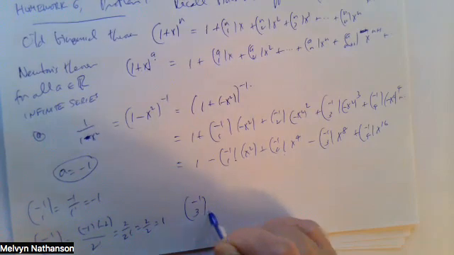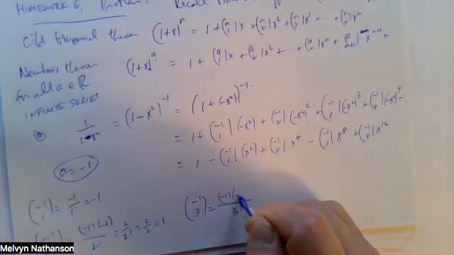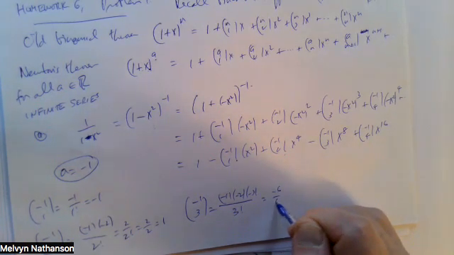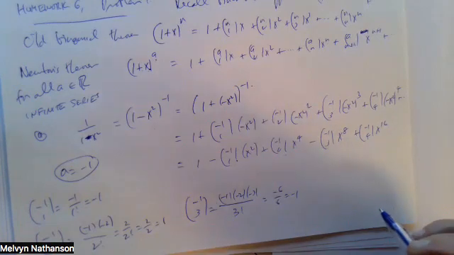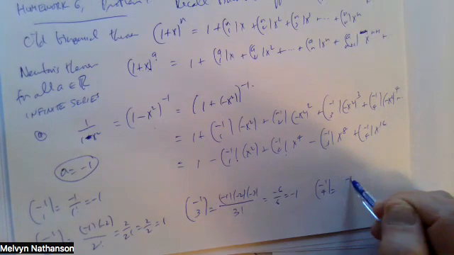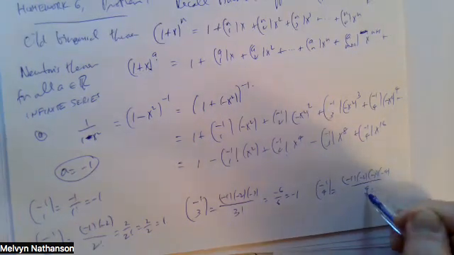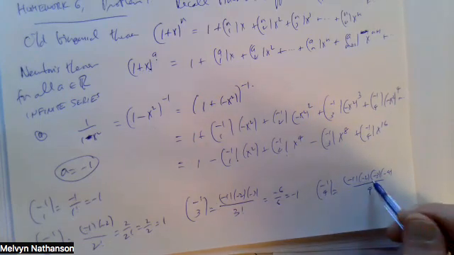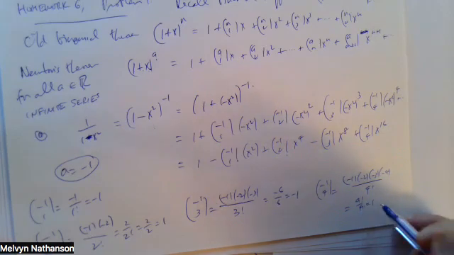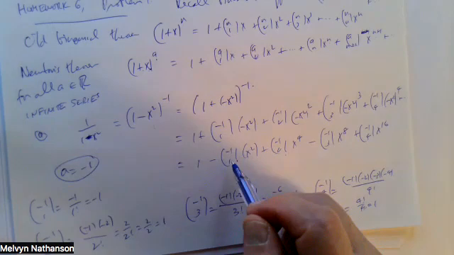Minus 1 choose 3. The denominator is 3 factorial. Minus 1 times minus 2 times minus 3. This is minus 6 over 6, or minus 1. Minus 1 choose 4 is minus 1 times minus 2 times minus 3 times minus 4 over 4 factorial. This is just 4 factorial over 4 factorial, which is 1. So this coefficient is minus 1.